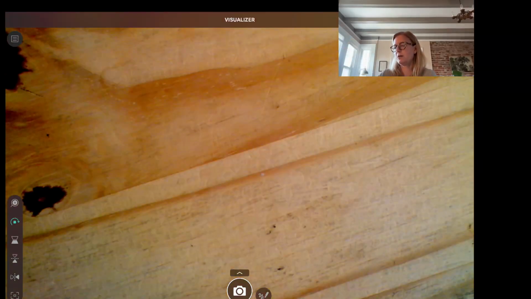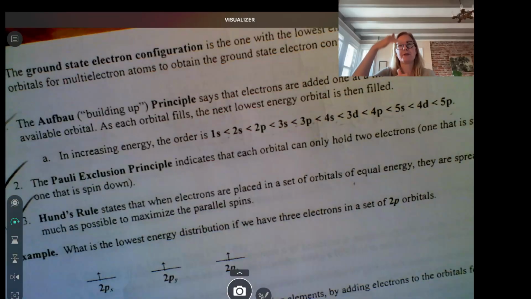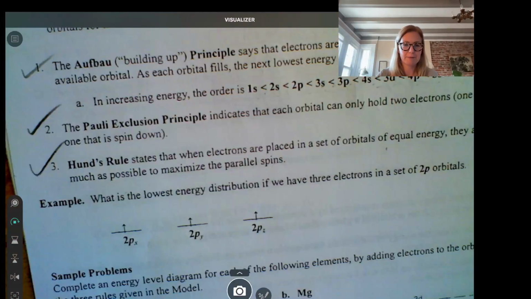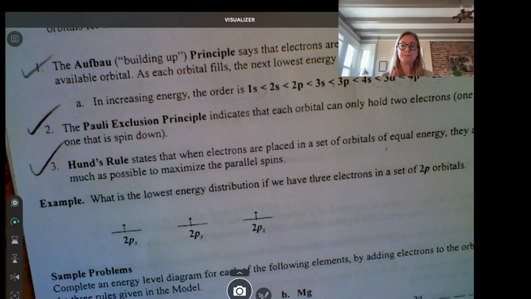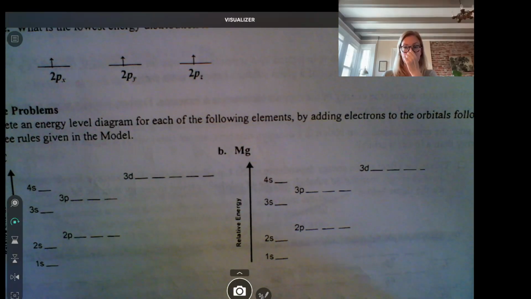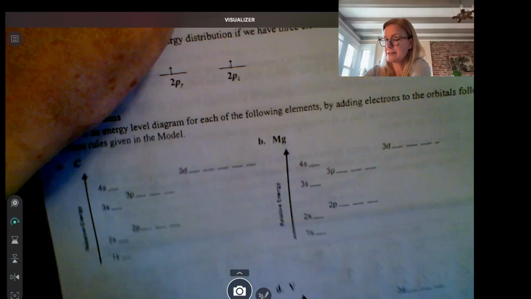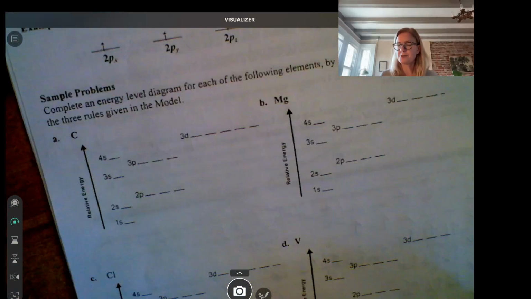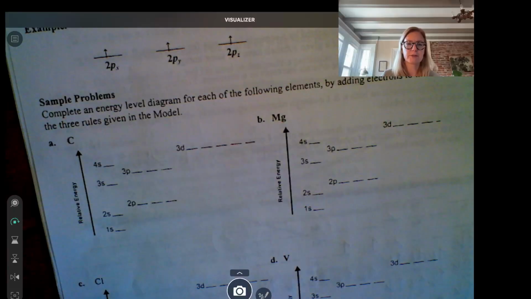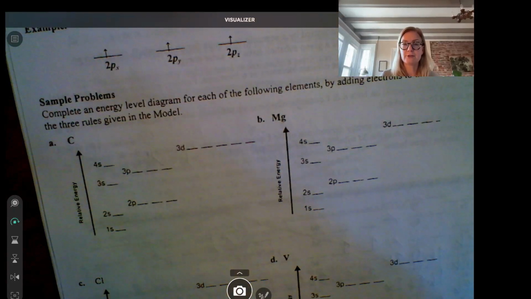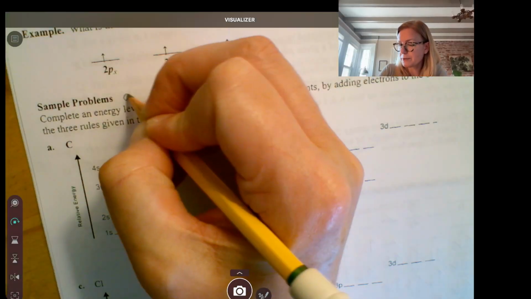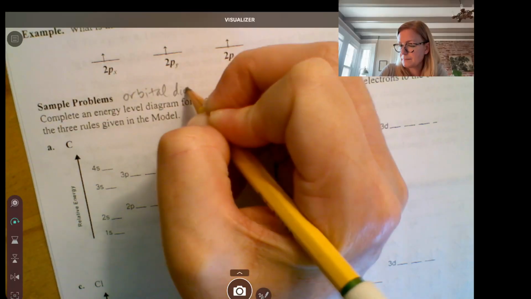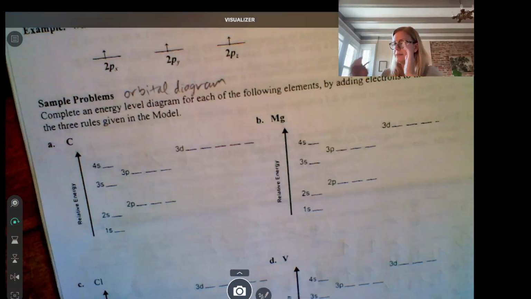That's Hund's rule, okay? So we were following those rules when I was filling out the orbital diagram, but I just want you to know the name of those rules. Okay, so what we're going to do now is practice, okay? I'll do the first one and then you can try the rest on your own. So complete an energy level diagram, or we call it an orbital diagram, for each of the following elements, add electrons to orbitals following these three rules, okay?